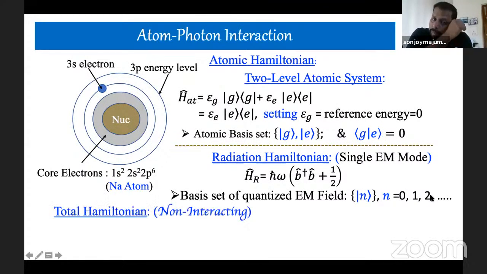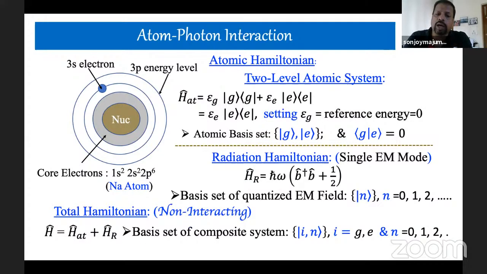So what would happen when there is no coupling between the atom and the radiation field? They are independent, so we can write the Hamiltonian of the composite system as an addition of the individual entities, the atom and the radiation field.